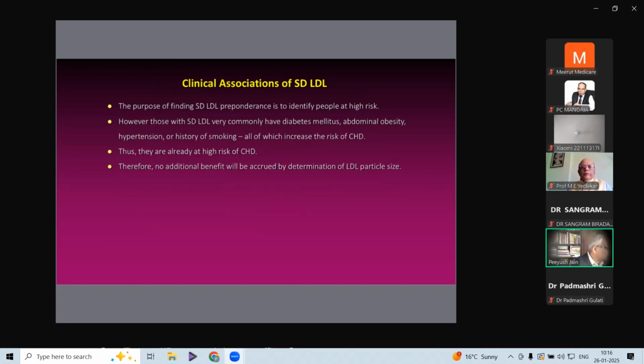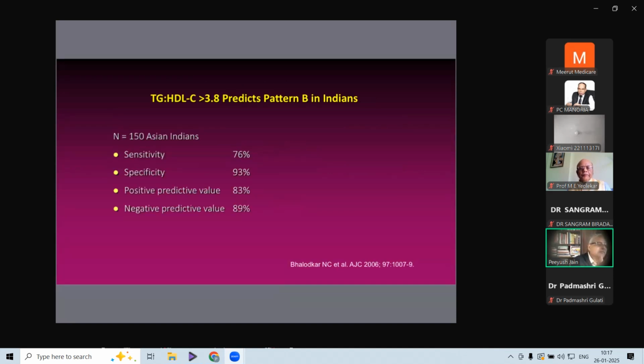We also know that we can guess small dense LDL rather accurately just by looking at the clinical profile of the patient. If a patient has diabetes mellitus, metabolic syndrome, or a history of smoking, they already have a preponderance of small dense LDL, and this is further supported by increasing triglyceride levels. The small dense LDL preponderance starts happening with a triglyceride level of more than 150 or even more than 100, and therefore there is no need for measuring small dense LDL in routine clinical practice.